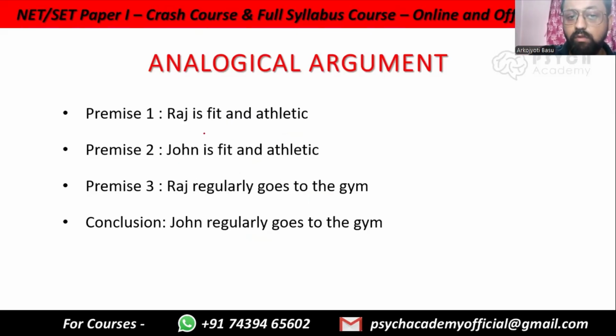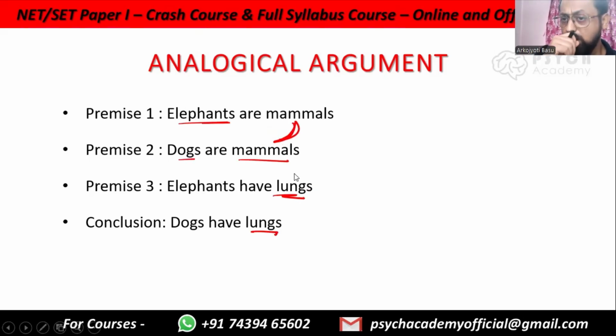Another example, Raj is fit and athletic. John is fit and athletic. This is the similarity, the link between the two. Raj regularly goes to the gym. Hence, I conclude John regularly goes to the gym. Now, the point is, in analogical argument, just the comparison is not enough. You also have to focus on if the comparison is relevant or not. Out here, fit and athletic and going to the gym are related, relevant. Mammals, that is being of a particular category and having a kind of physiology, is related.